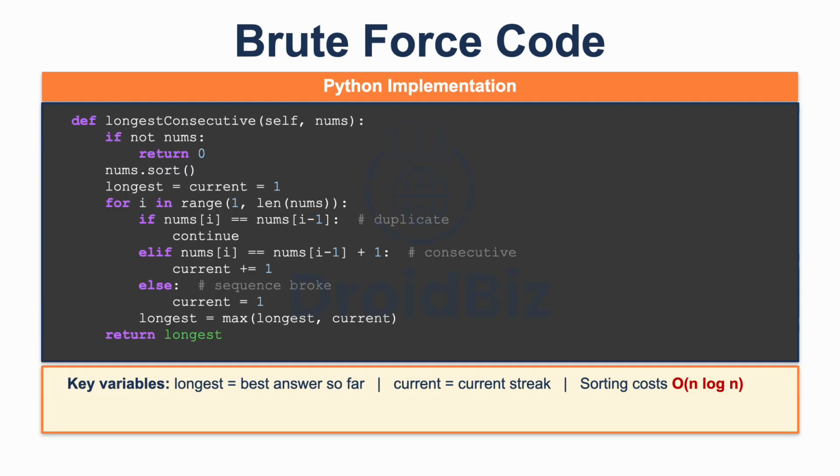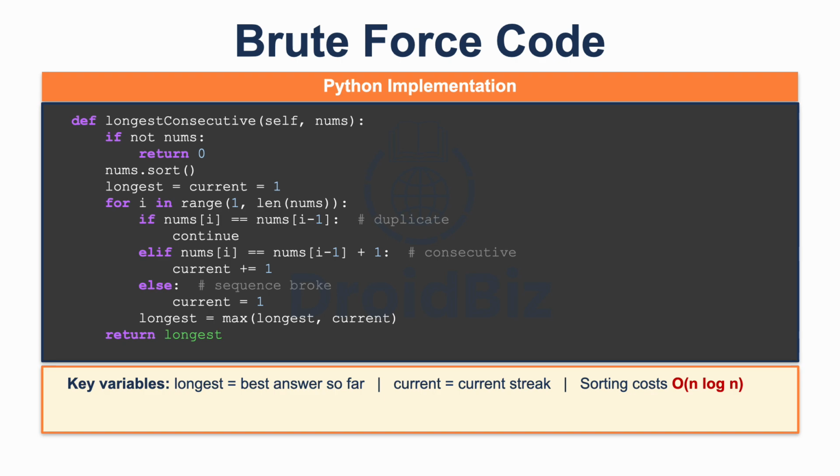Let's look at the brute force code in Python. The function is called longest consecutive and takes the array nums as input. First, we handle the edge case. If nums is empty, we return 0 right away. Then we call nums.sort to sort the array in place.